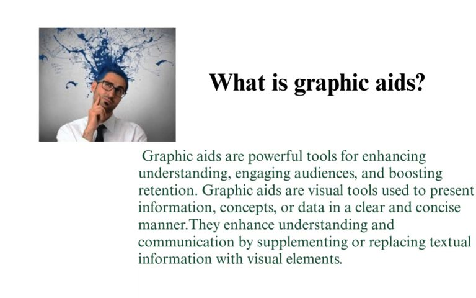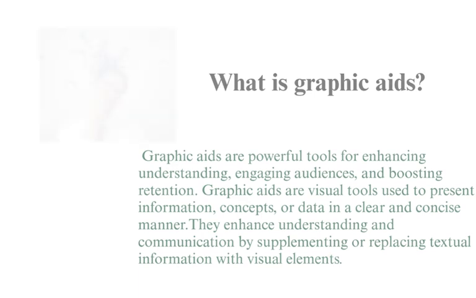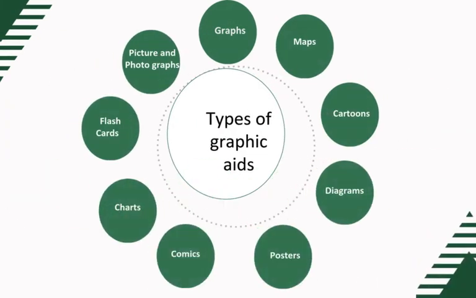Graphic aids are visual tools used to present information, concepts or data in a clear and concise manner. They are used to clarify complex ideas, show relationships between data, and make information more engaging and memorable. Now, let's see what the types of graphic aids are. There are several types such as graphs, diagrams, charts, posters, maps, comics, cartoons, flashcards, pictures and photographs. I'll explain one by one.